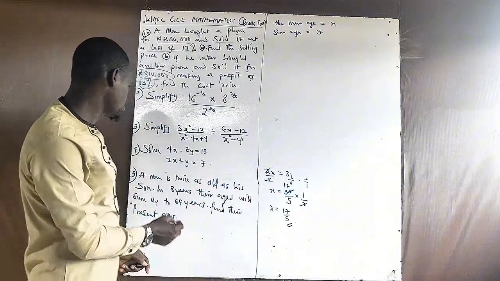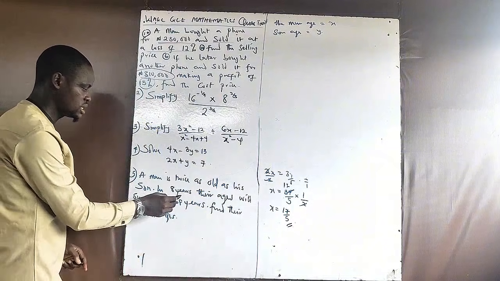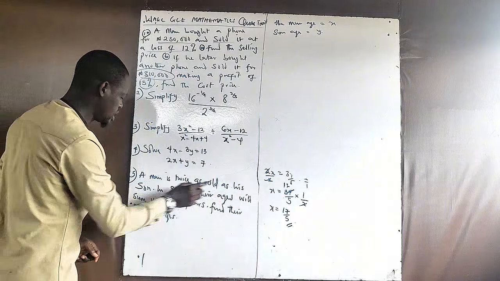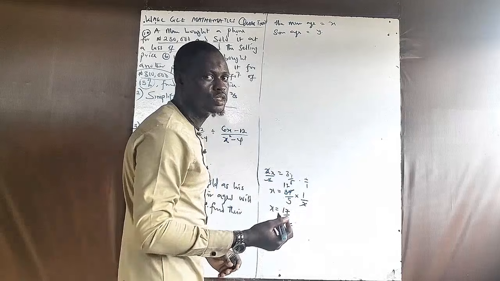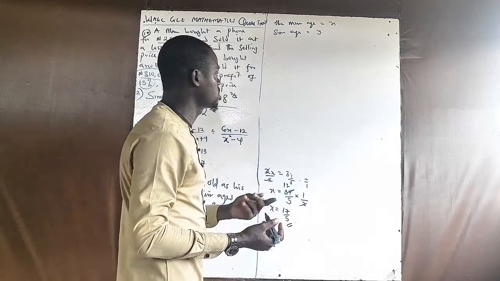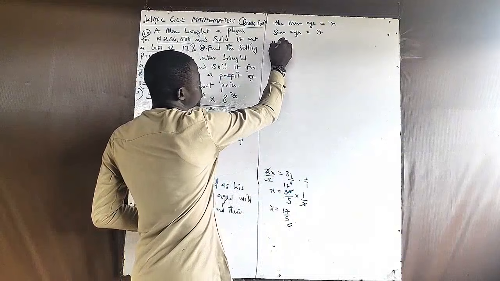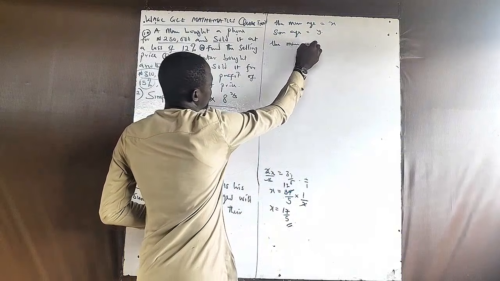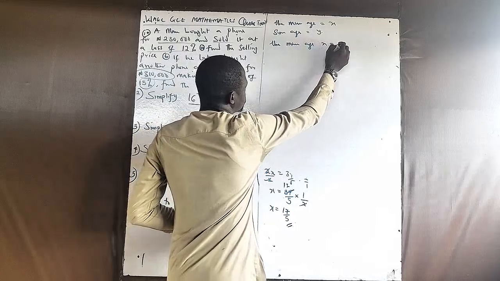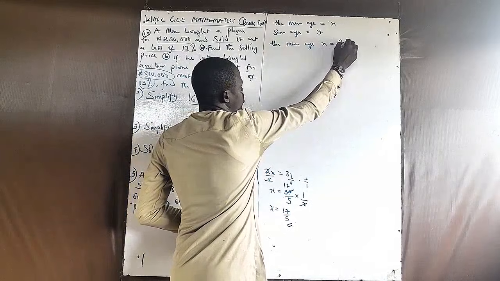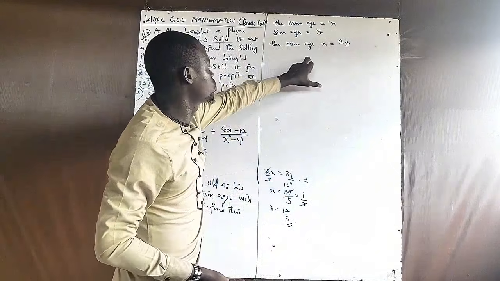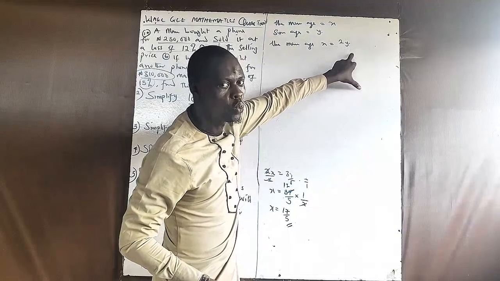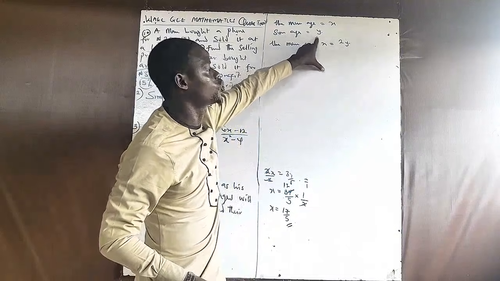Now, coming back to this question, they said a man is twice as old as his son. Now, if the man is twice as old as the son, that means the man's age S will be equal to 2y, because he is twice as old as the son. So the man's age will be equal to 2y, while the son's age is y.